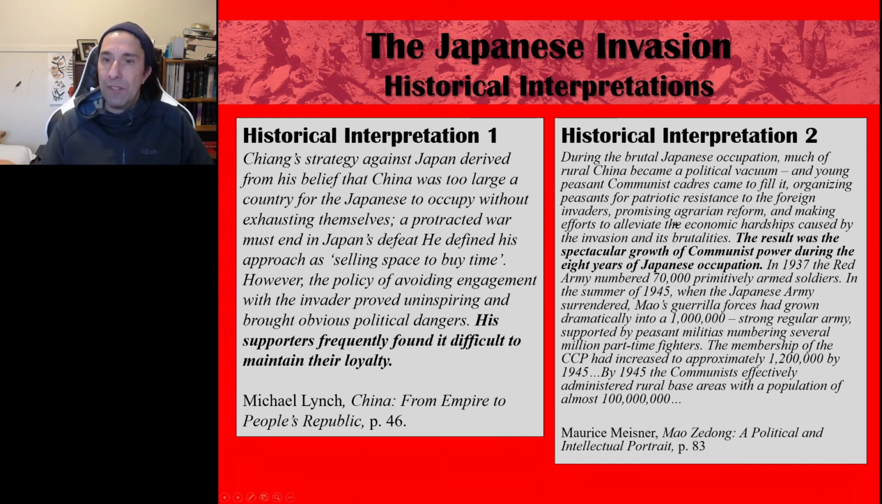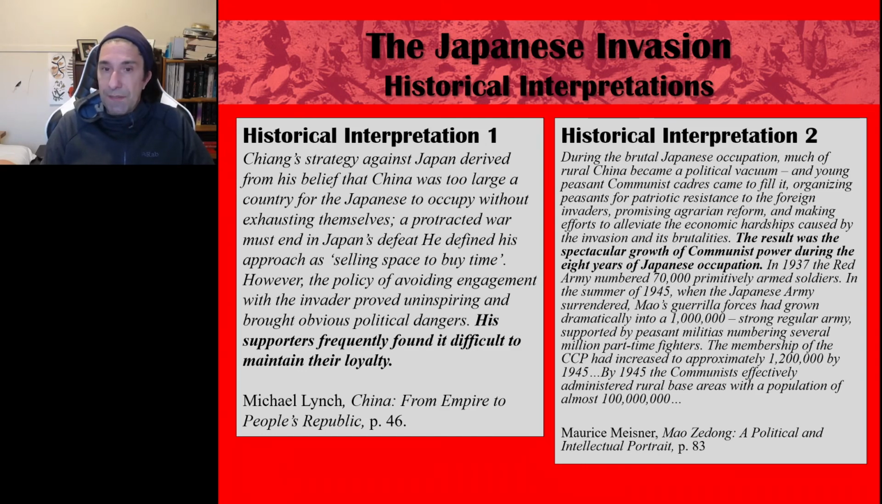So that's a key point from Meisner's historical interpretation here. He argues that the Sino-Japanese War, the occupation of large parts of China by Japan from 1937 to 1945, led to the spectacular growth and support for the CCP, which then was a key factor in their eventual victory in 1949 over the GMD.